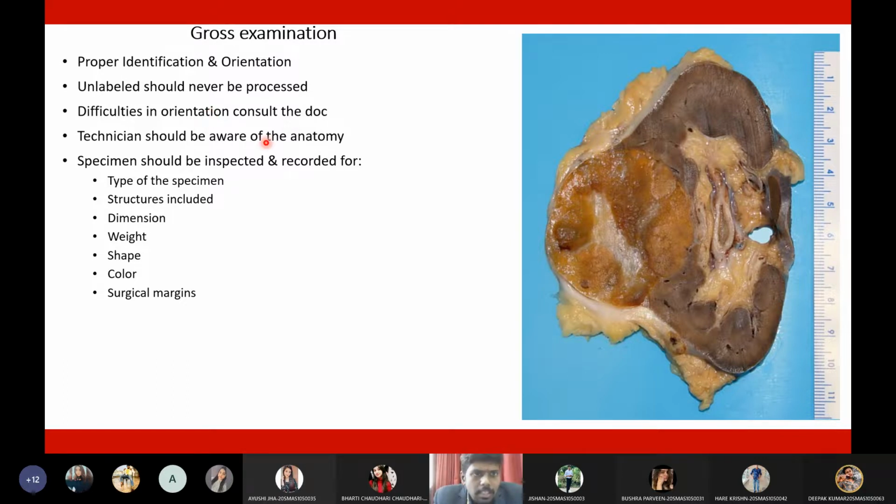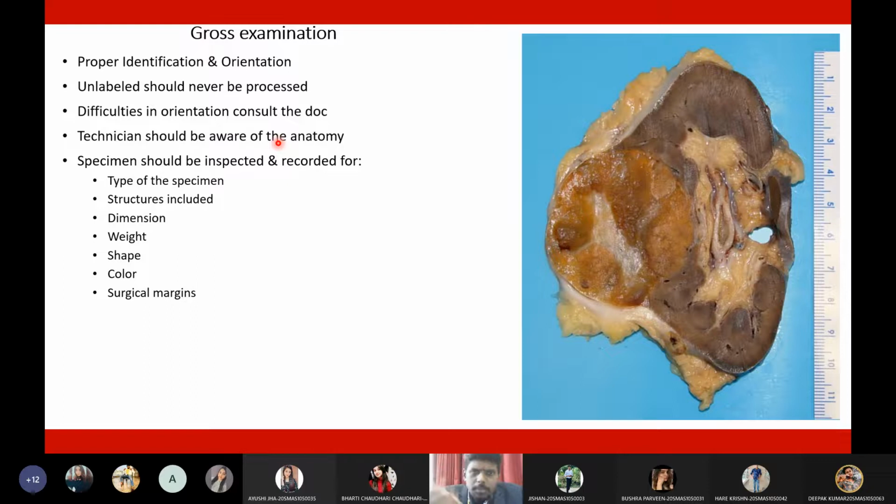Then the technician should be aware of anatomy. As I said, all technicians must have a basic knowledge of the anatomy of all organs of our body. Unless and until you know anatomy, you can't identify the specimen. Okay, so the technician must have basic knowledge of anatomy.